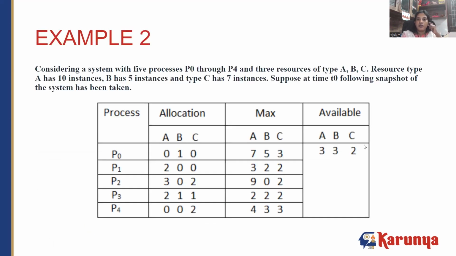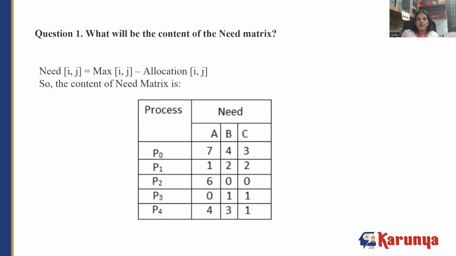So this is your example 2. Here we have 5 processes, P0 through P4, and 3 resource types A, B, and C. Resource type A has 10 instances, B has 5 instances, and type C has 7 instances. Suppose at time T0 the following snapshot of the system has been taken, and you are going to find the need matrix and see whether it's in a safe state or not.